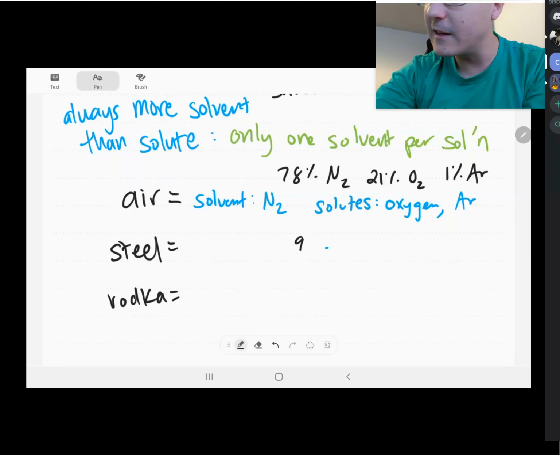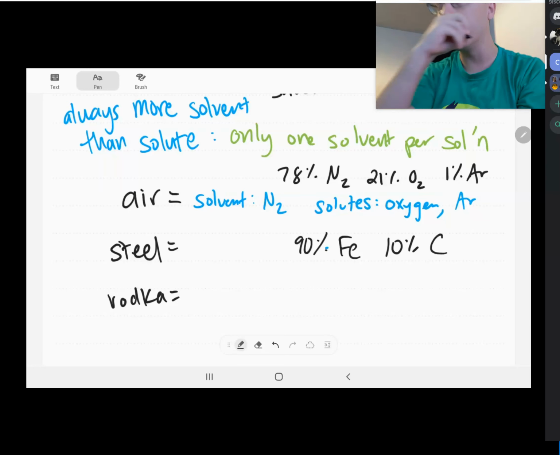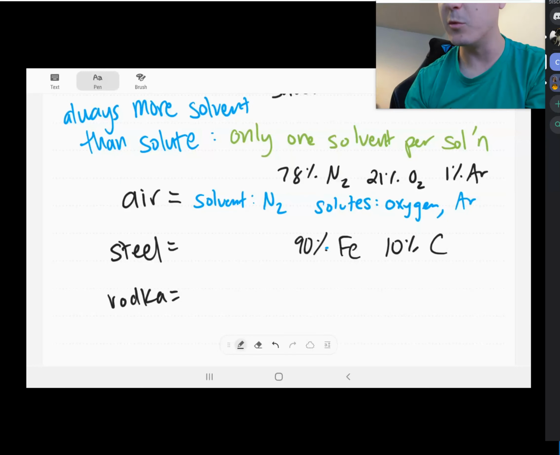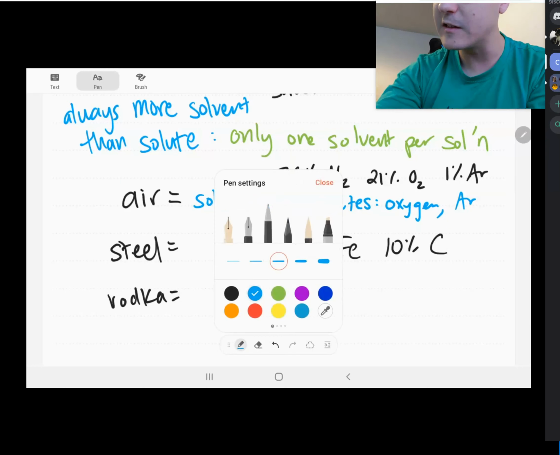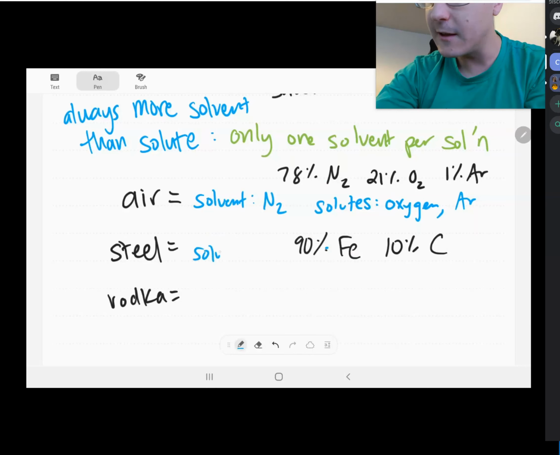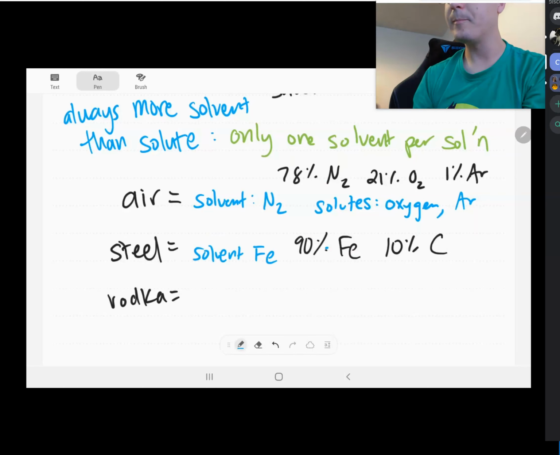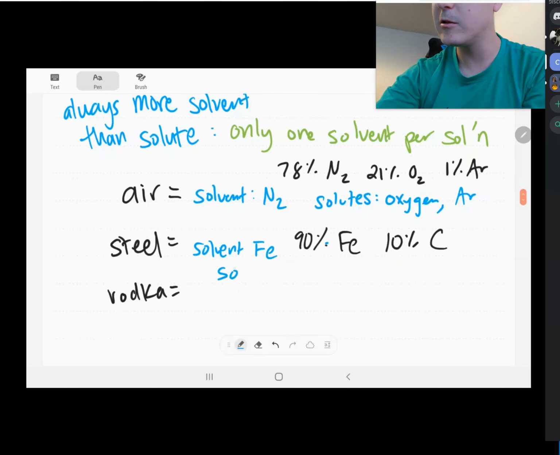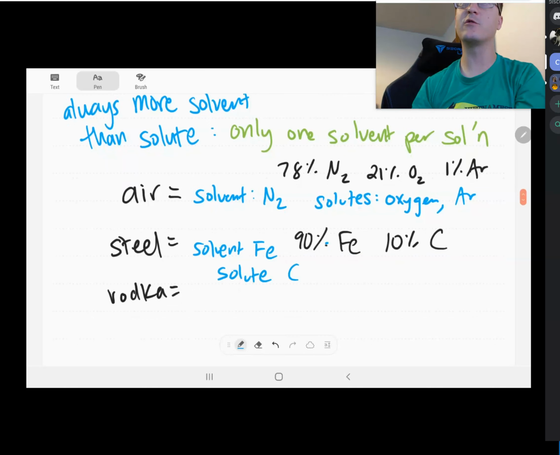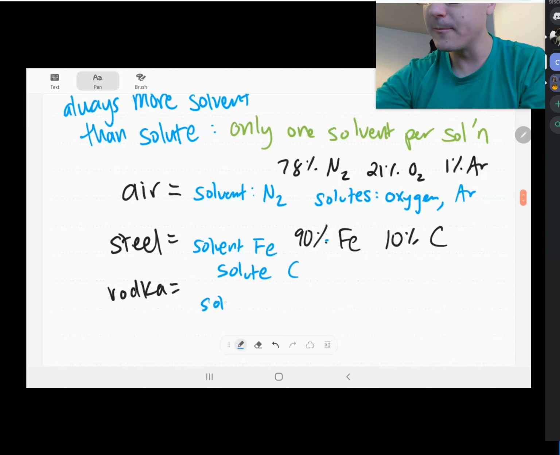So if steel is 90% iron and 10% carbon, the solvent is going to be iron, right? The one that's more. There's more iron in there, so our solvent is iron. And then our solute is carbon, and if we have chromium or nickel or whatever else in there, those would also be solutes. Okay, and last one, vodka, our solvent is water. And our solute is ethanol.